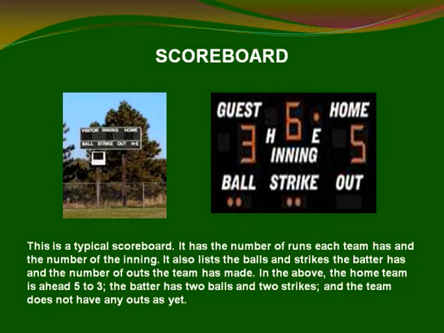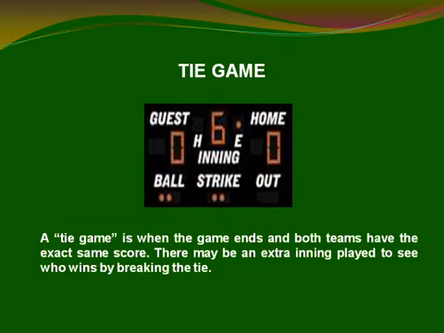This is a typical scoreboard. It has the number of runs each team has and the number of innings. It also lists the balls and strikes the batter has and the number of outs the team has made. In the above, the home team is ahead 5-3. The batter has 2 balls and 2 strikes, and the team does not have any outs as yet.